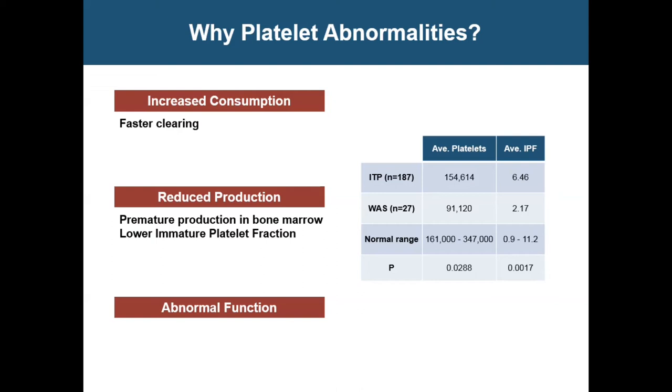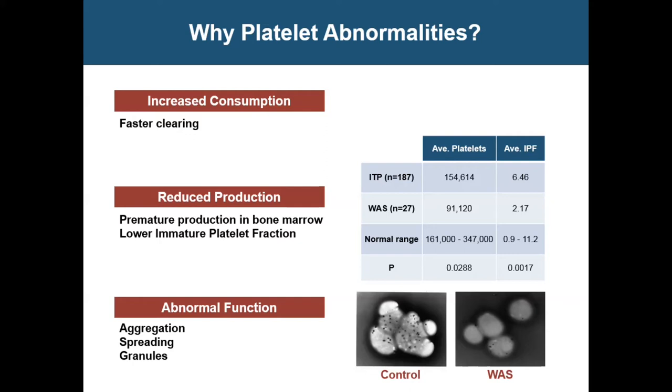And then we also have a problem with aggregation, spreading, and the presence of important granules inside the Wiskott platelets. Here are some representations of alpha granules, which are the corpuscles inside the cells that contain important molecules for platelet aggregation. As you see, Wiskott platelets have a reduced number of those granules.